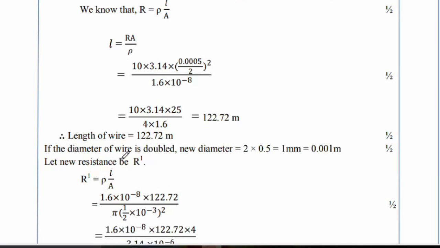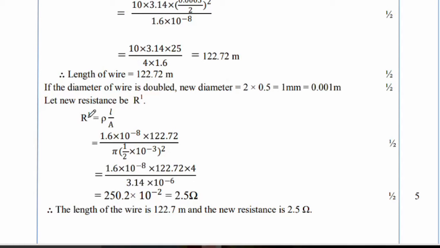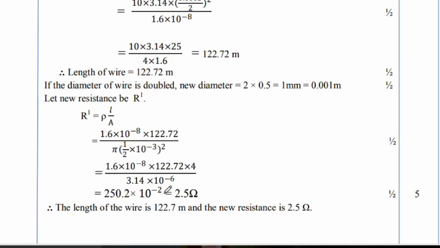If the diameter of the wire is doubled, the new diameter is 2 into 0.5, that is 0.001 millimeter. Therefore, the new resistance R dash is equal to rho into L by A. The resistivity is given as 1.6 into 10 to the power of minus 8 into 122.72 divided by pi into (1 by 2 into 10 to the power of minus 3) whole square. Multiplying, we get 2.5 ohm. So this is the new resistance.